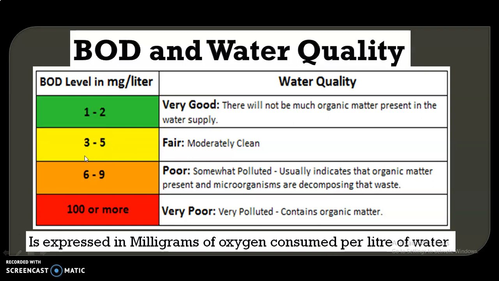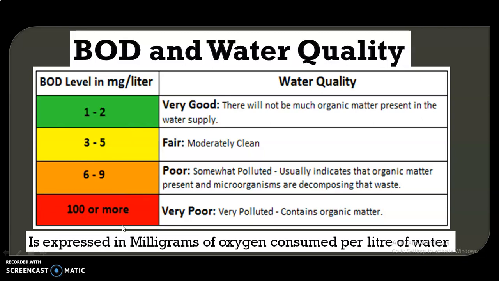If the BOD level of water is 3 to 5 milligrams per liter, the water quality is considered to be fair or moderately clean. However, if the BOD level of water is 6 to 9 milligrams per liter, then water quality is considered to be poor. Why? Because this water usually indicates that it contains organic matter and the microorganisms are decomposing that organic matter. That means the water with a BOD level of 6 to 9 milligrams per liter shows the presence of microorganisms who are actively decomposing the organic matter.